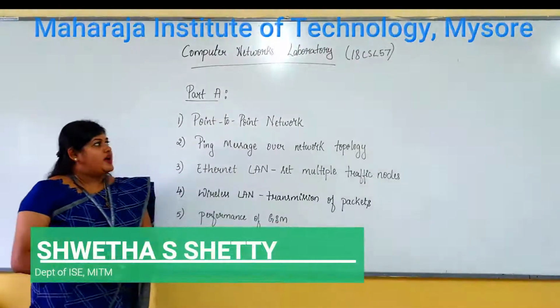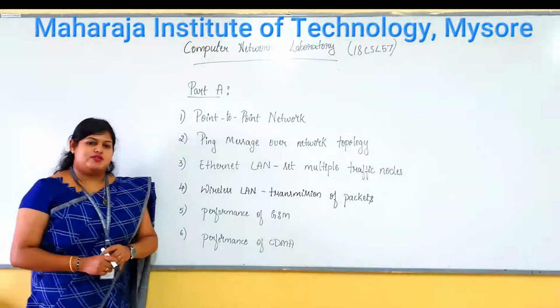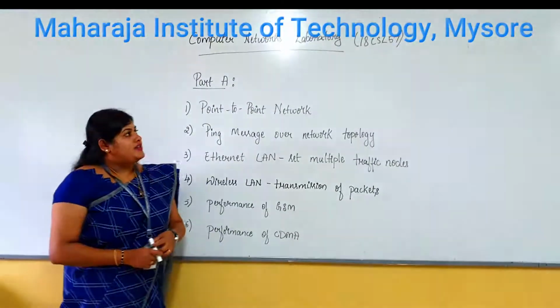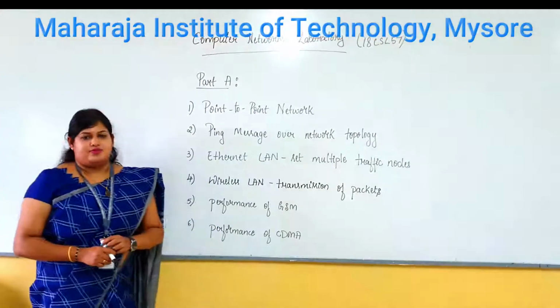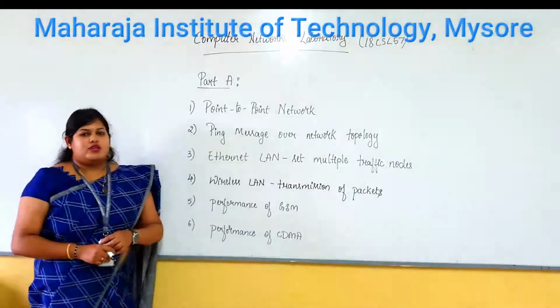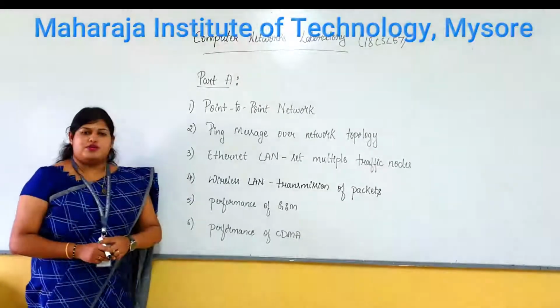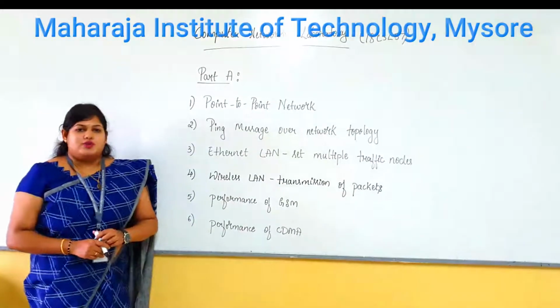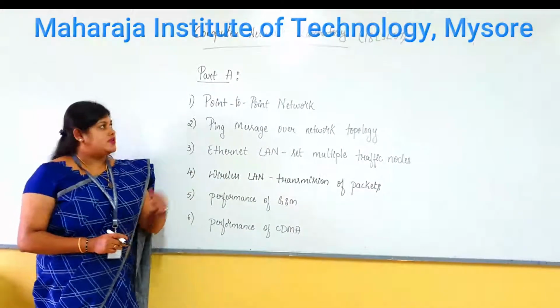So today I am going to handle the lab Computer Networks Laboratory for the fifth semester, the subject code is 18CSL57. So the basics of the Computer Networks Laboratory: the things to be known, what you are supposed to learn with respect to this particular networks laboratory.